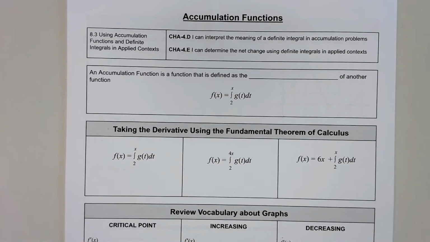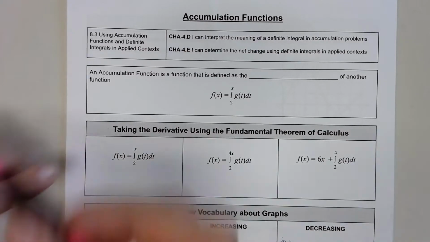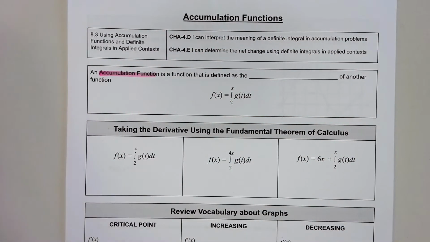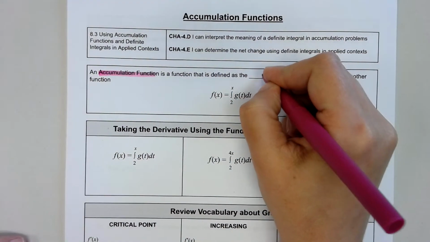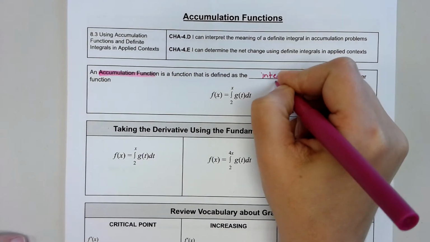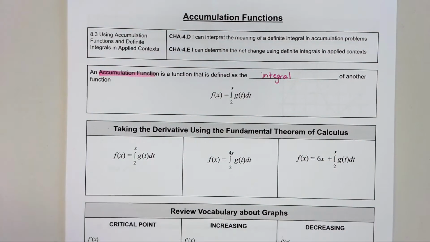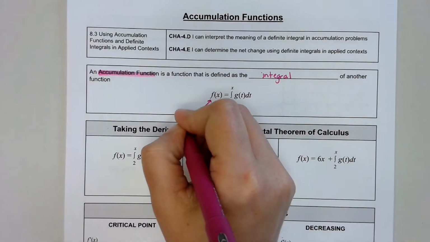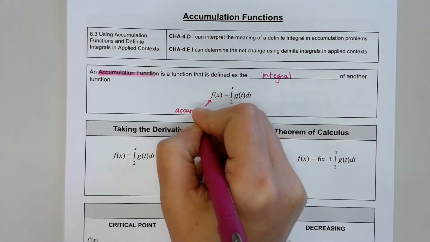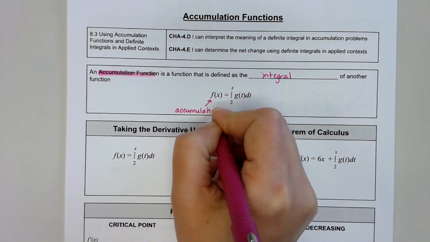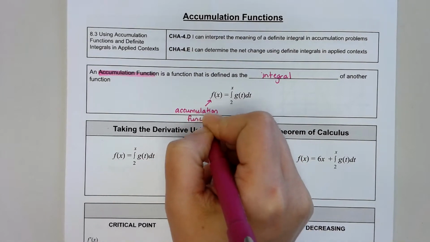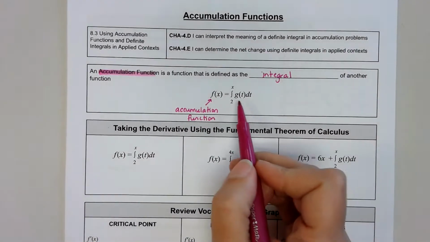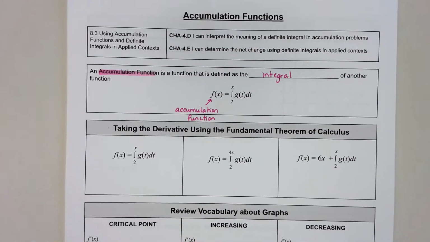So as a review, an accumulation function is a function that is defined as the integral of another function. An example of what an accumulation function might look like is this one. F of x is an accumulation function, and the reason it's an accumulation function is that f of x is calculated by integrating a new function g.